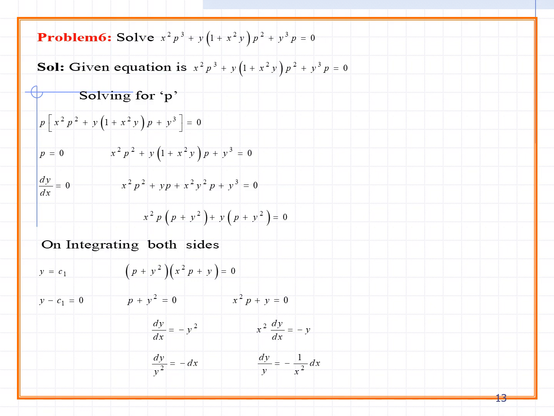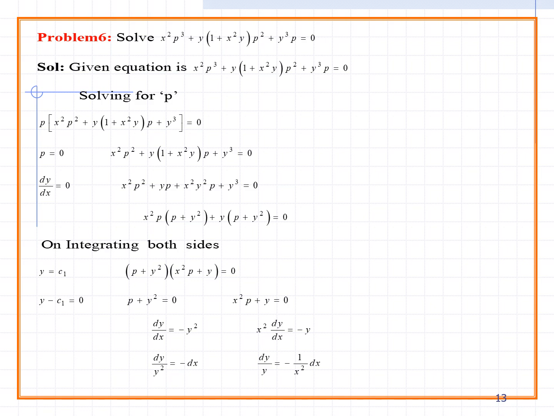What is the second? X square p square plus y into 1 plus x square into y p plus y cube equal to 0. Now we can simplify this: x square p square plus yp plus x square y square p plus y cube equal to 0. So now we can take x square p as common. You get p plus y square, and y is common, p plus y square equal to 0. Now the bracket term is common, that is p plus y square. Outside the bracket is x square p plus y equal to 0.